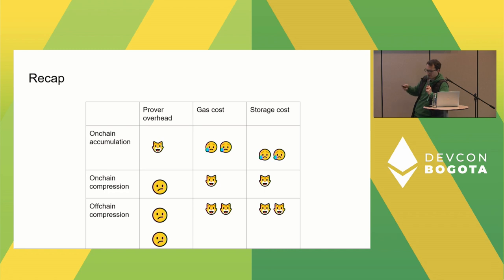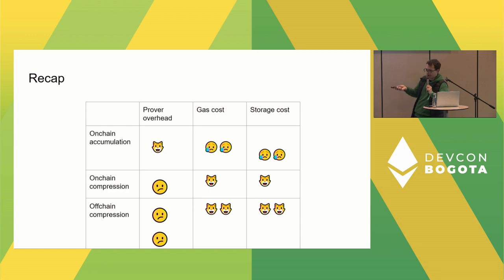we still need to update the Merkle tree. I think actually there is an issue here. So I'll just skip this part. Off-chain compression, we're very, very sad because, well, we need to prove actually significant computation. So the proving time is significant.